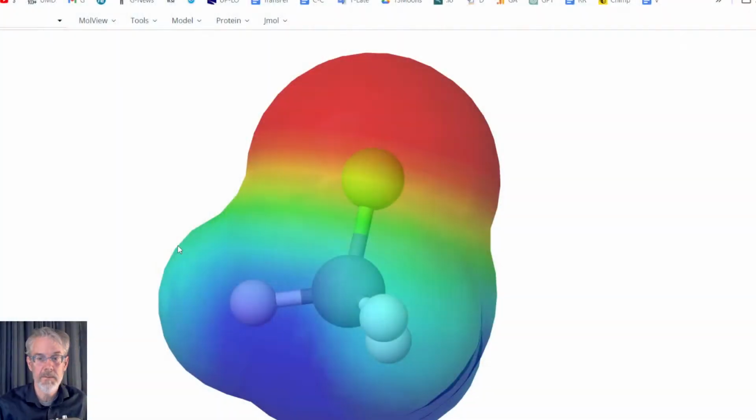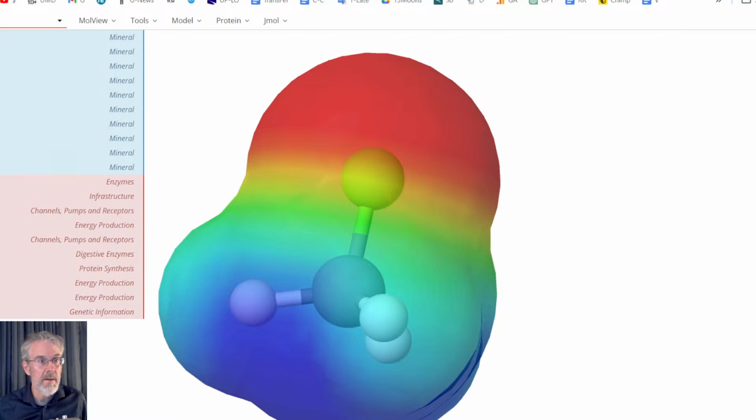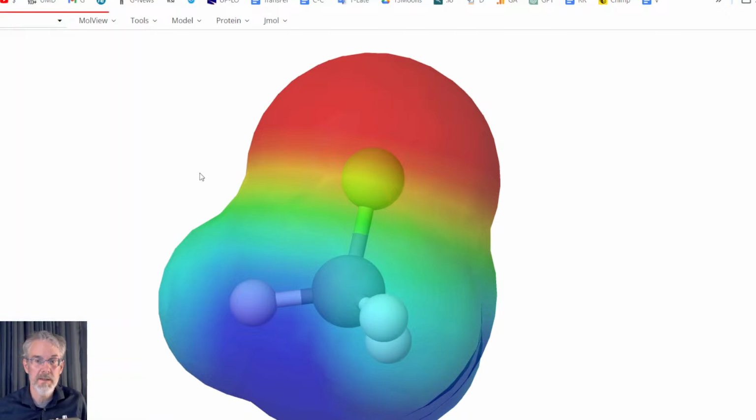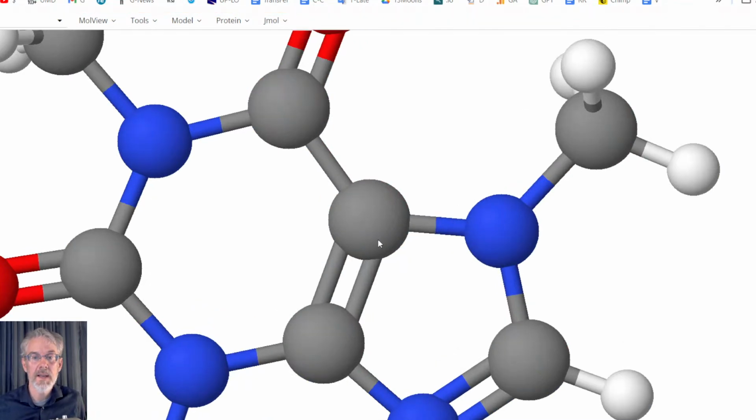Let's look at a molecule of, say, caffeine, because everybody needs some caffeine, right? I know I need some caffeine right now. So I type in caffeine, E-I-N, or you can spell it either way, I guess. And here's the caffeine molecule.